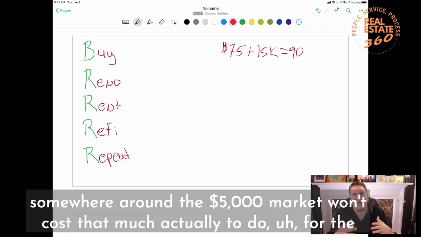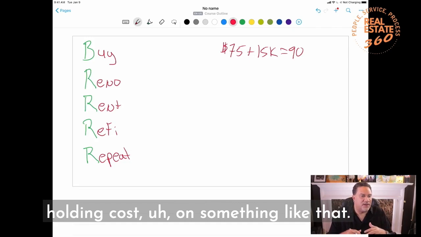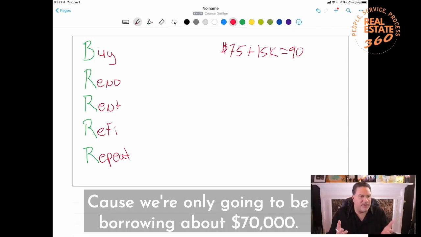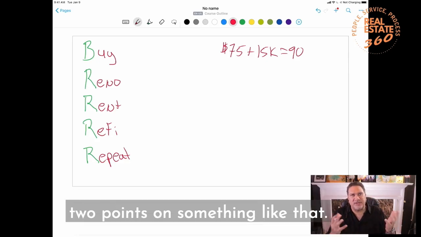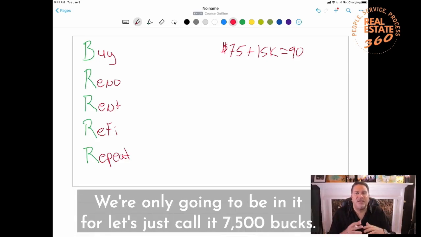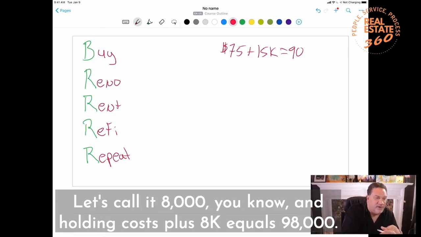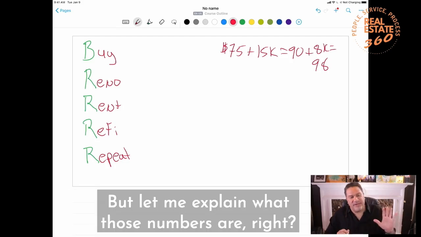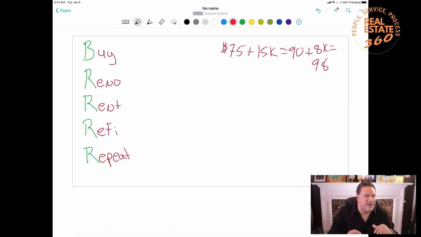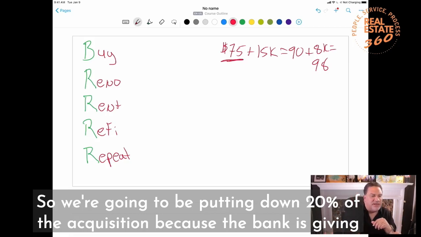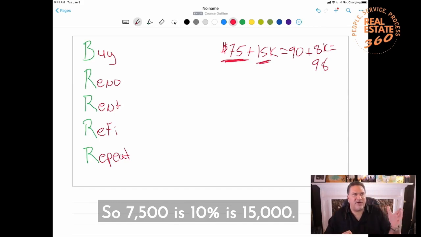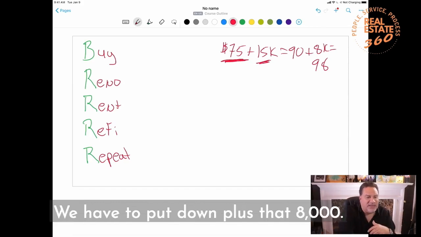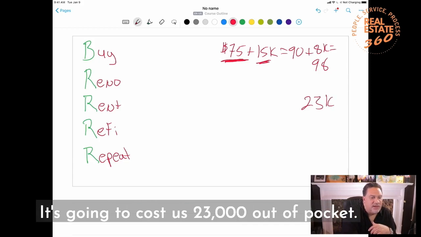It won't cost that much actually to do for the holding cost on something like that, because we're only going to be borrowing about $70,000. I'll go over that with you here in a second. But it's only going to cost us 2 points on something like that. We're only going to be in it for, let's just call it $7,500. Let's call it $8,000 in holding costs, plus $8K equals $98,000. But let me explain what those numbers are, right? That's what we're going to be into it for roughly. So we're going to be putting down 20% of the acquisition, because the bank is giving us 100% of the renovation. So 7,500 is 10%, is 15,000. We have to put down plus that 8,000. It's going to cost us 23,000 out of pocket.